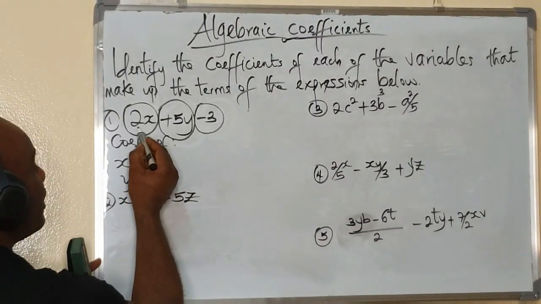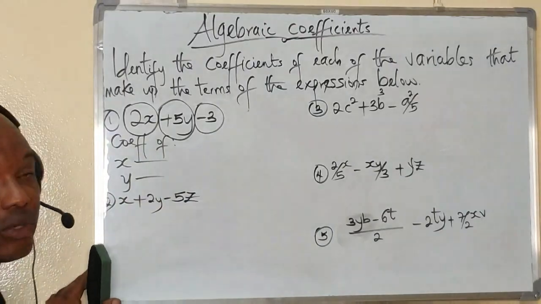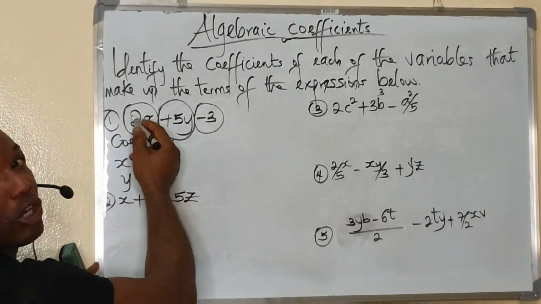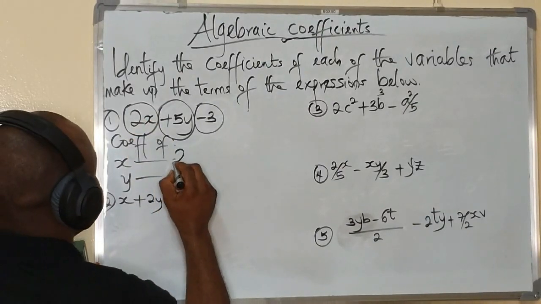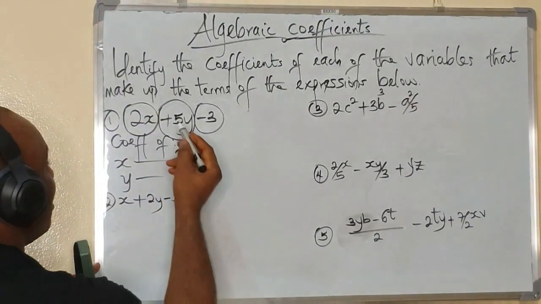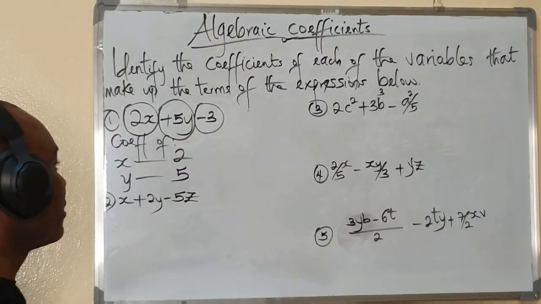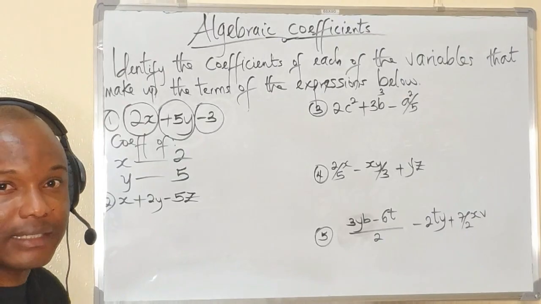For x, the coefficient is 2 because 2 is the number nearest to x. This is 2 times x. So 2 is one of the factors that make up 2x. So we bring it out. 2 is the coefficient of x, and for y, 5 is the coefficient of y because that's the number nearest to y. It's as easy as that.